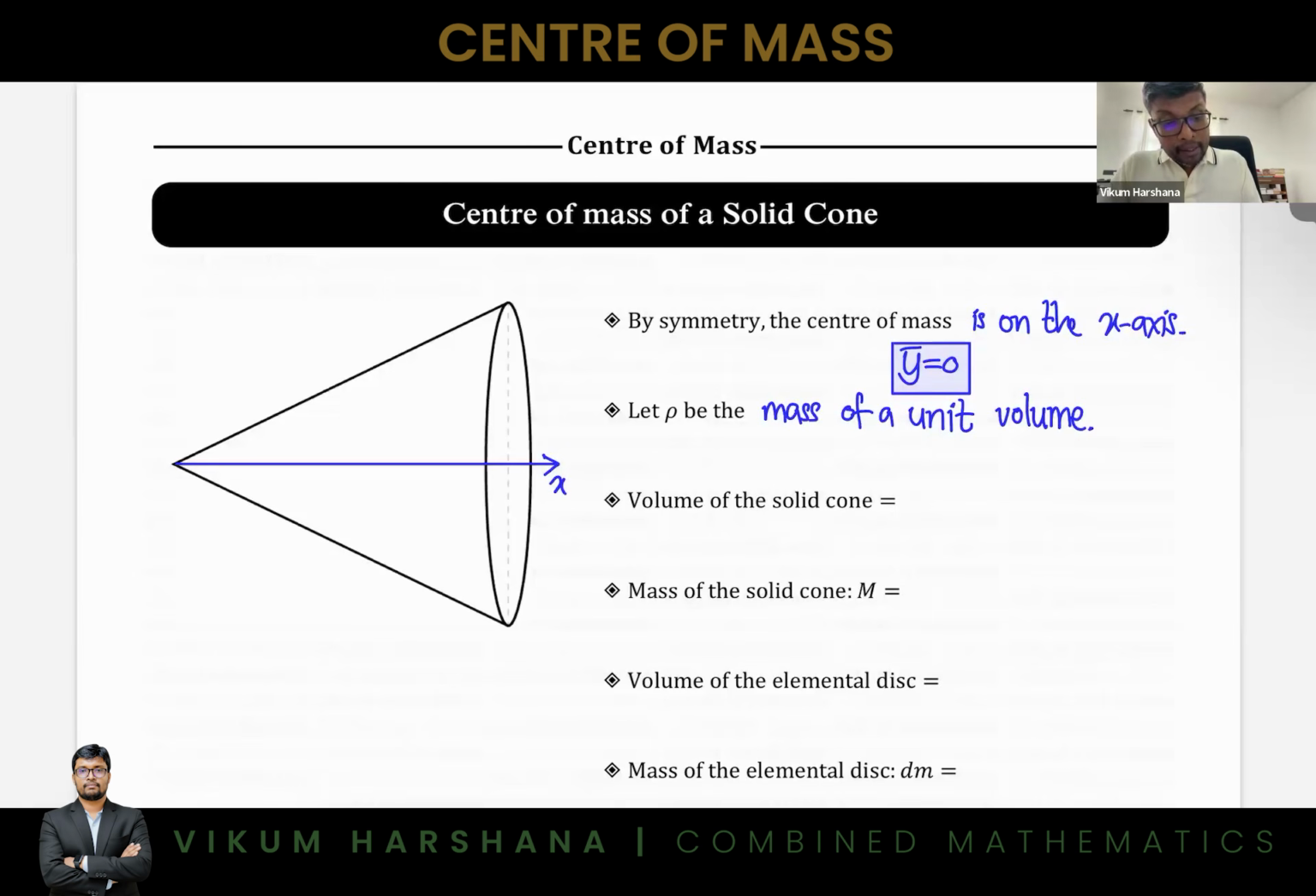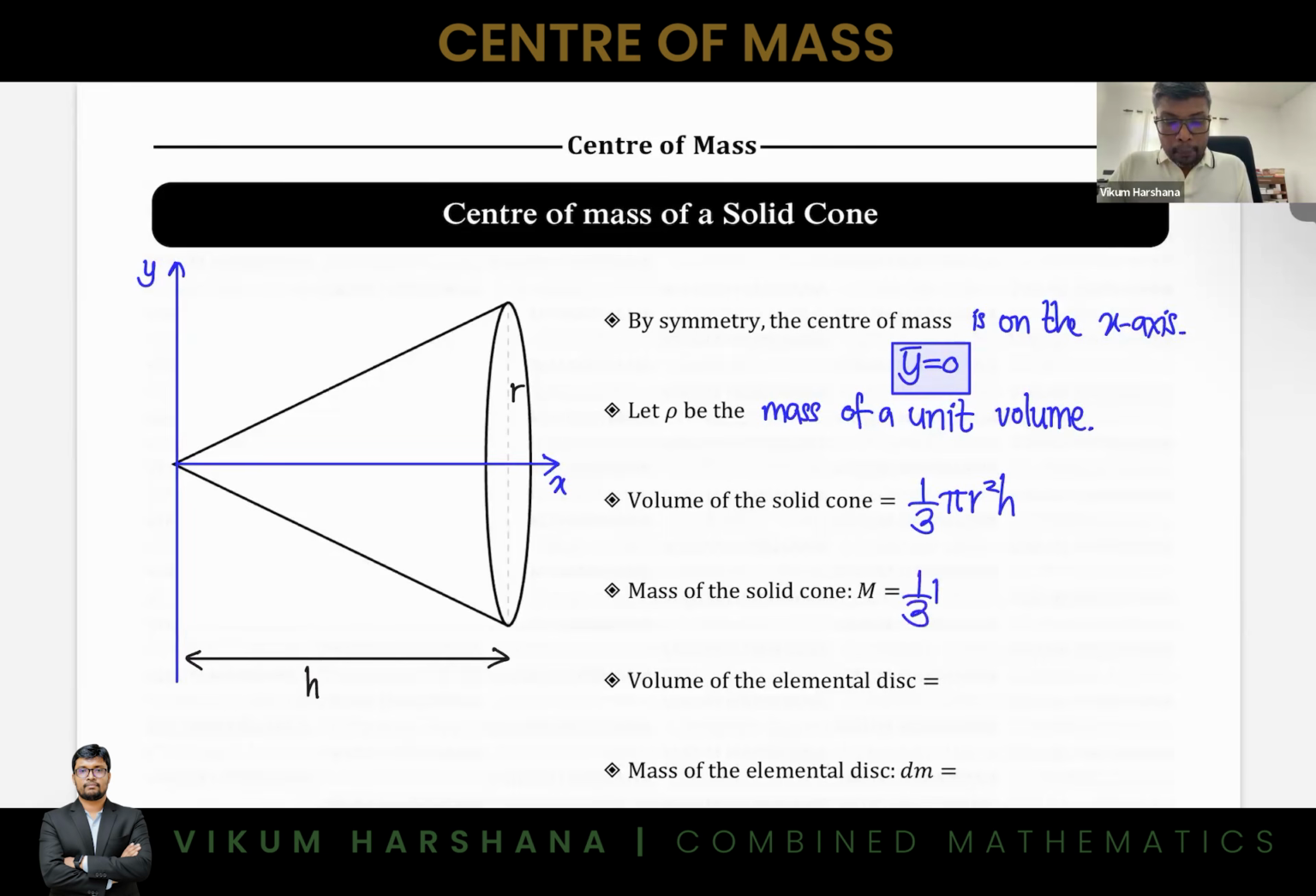Now we have to define something else. So this is y. So let's define this as the radius and this as the height of the cone. We need these two, right? So now we can write the volume of the solid cone is 1/3 pi r squared h. This is the volume of a solid cone. Now let's multiply this by rho. So you will get 1/3 pi r squared h into rho. That will be the total mass of this solid cone.